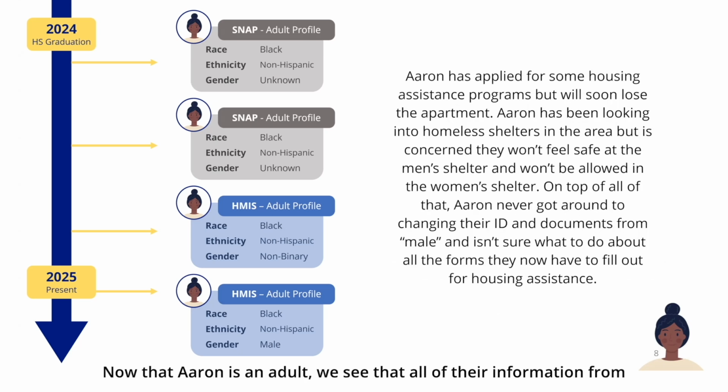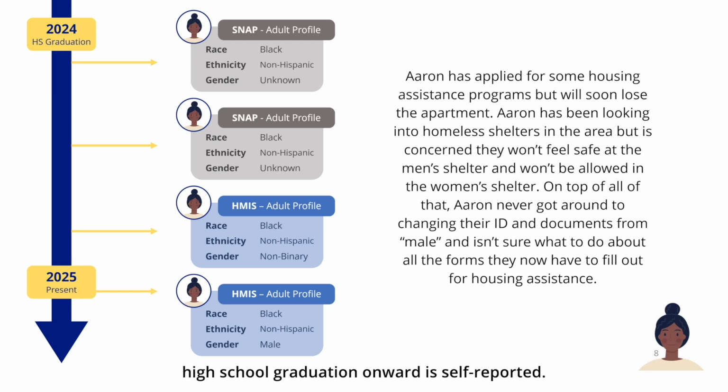Now that Aaron is an adult, we see that all of their information from high school graduation onward is self-reported. We also see that Aaron's gender differs based on the system they're in: unknown for SNAP, non-binary, then male for the HMIS homeless data. Aaron has applied for some housing assistance, but will soon lose the apartment.